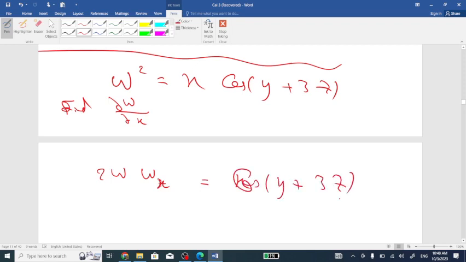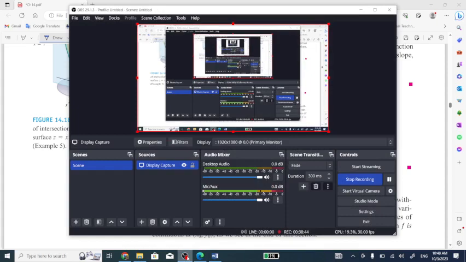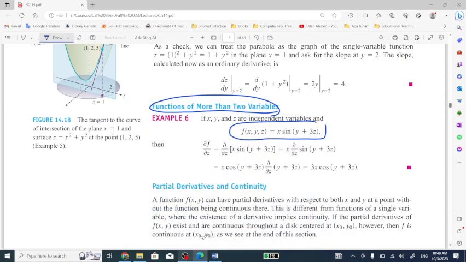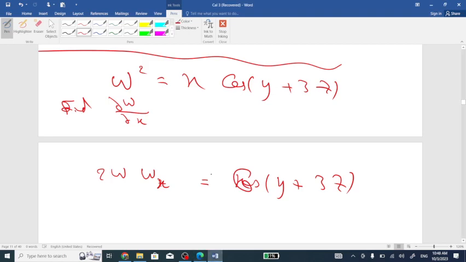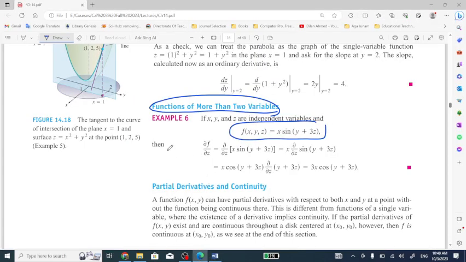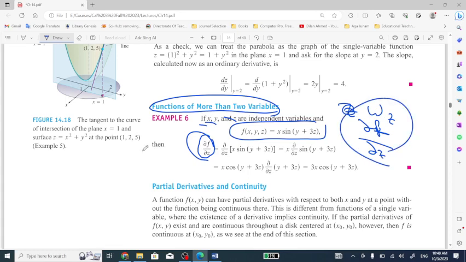Good dears, any question? Yes, question. Partial F by partial Z, and the result is Y and 2.